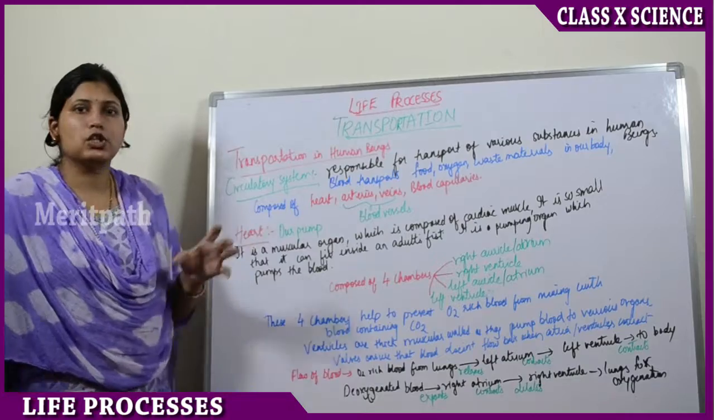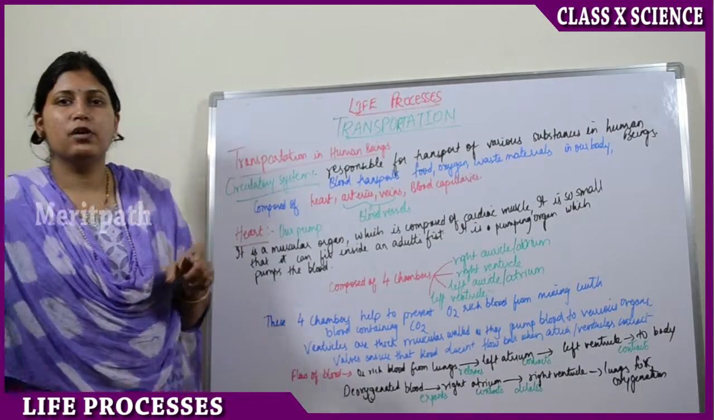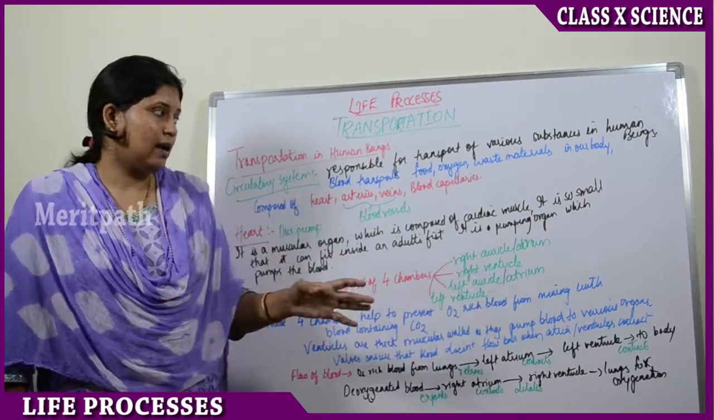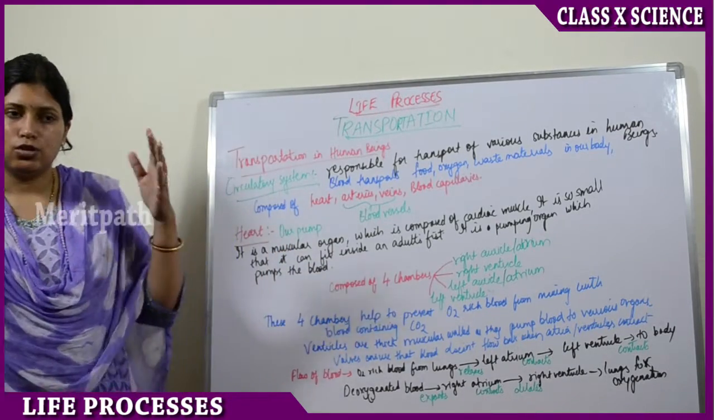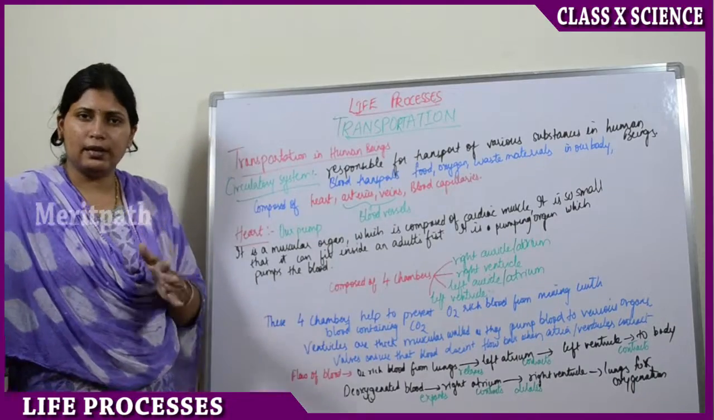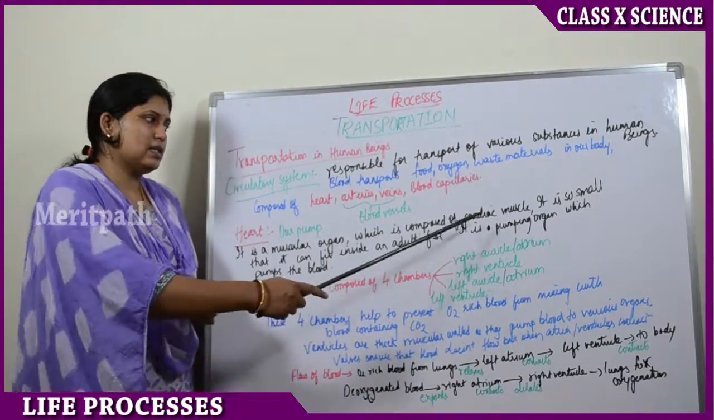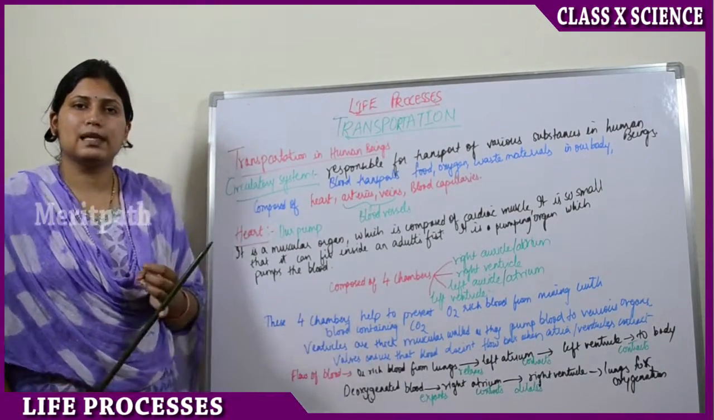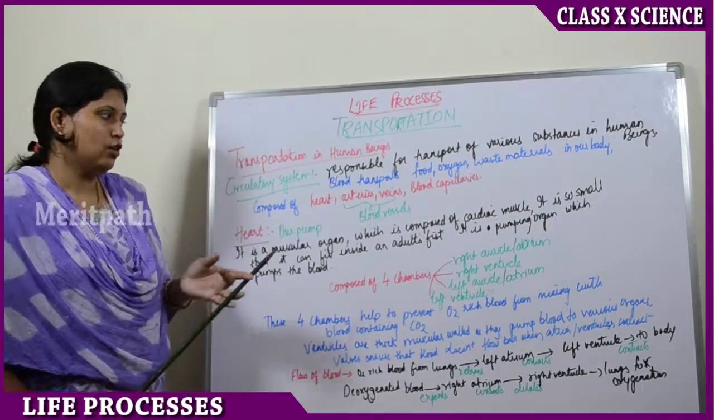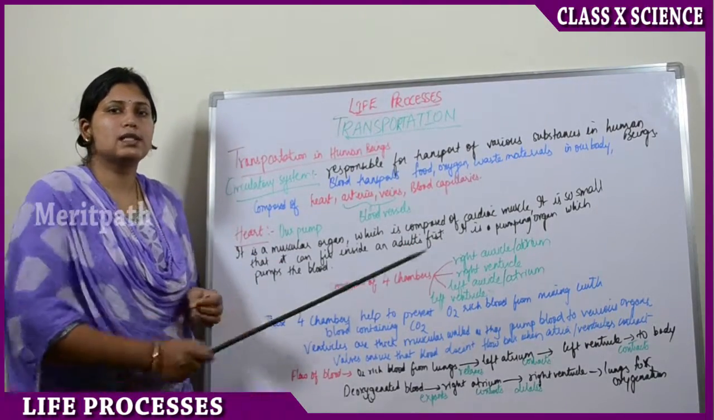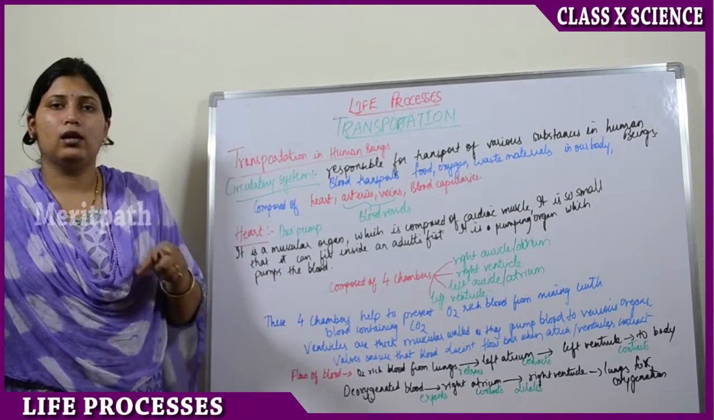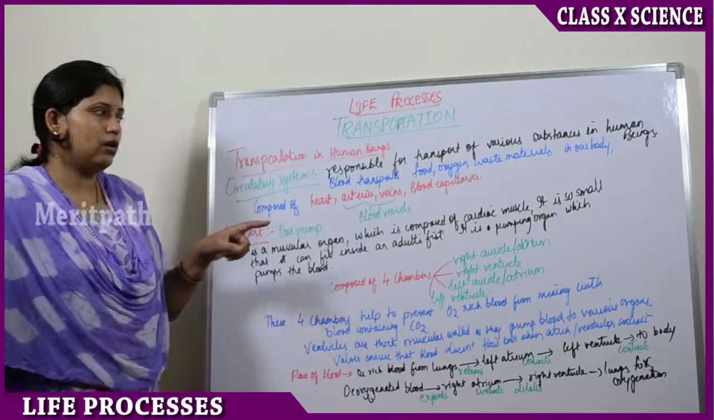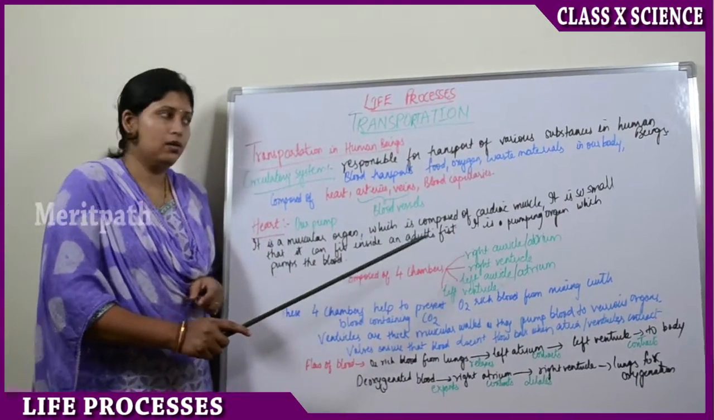Heart is a muscular organ. It is made up of cardiac muscle. Cardiac muscle is a type of smooth as well as skeletal muscle. These types of muscles you have studied in 9th standard, right? So heart is made up of cardiac muscle, and this muscle is involuntary, not in your control. You cannot control the action of this muscle, right?